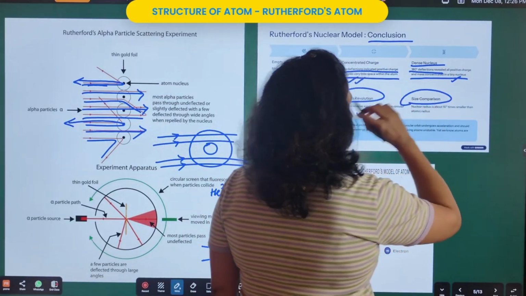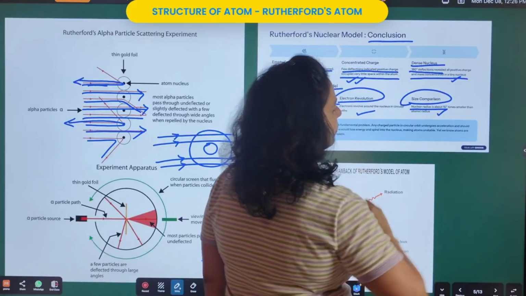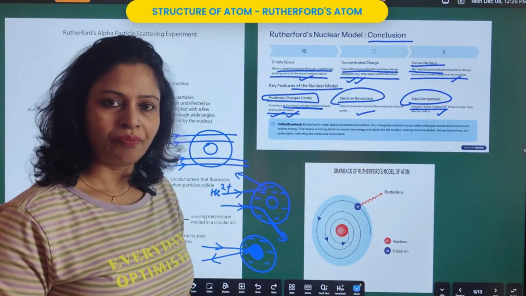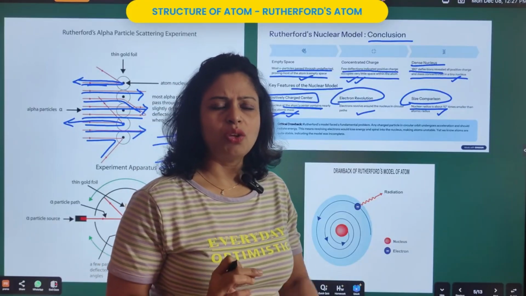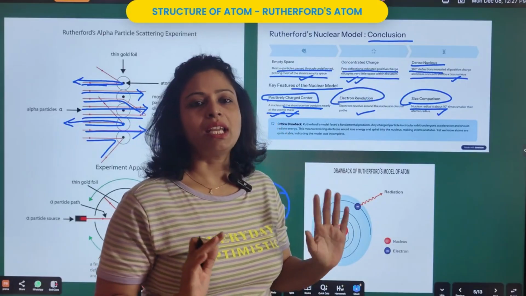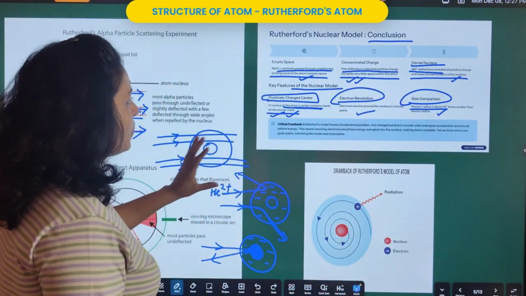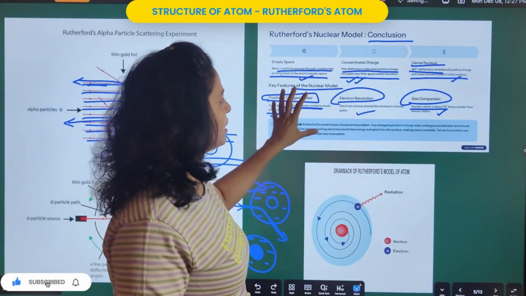And size comparison: he said that the nuclear radius is about 10 power 5 times smaller than the atomic radius. That means it is a very small part of the atom. The nucleus is a very tiny part of an atom. If the atom is so big, the nucleus will be a very tiny part of the atom. Okay, so these were the key features of the nuclear model. This was the conclusion of the experiment.